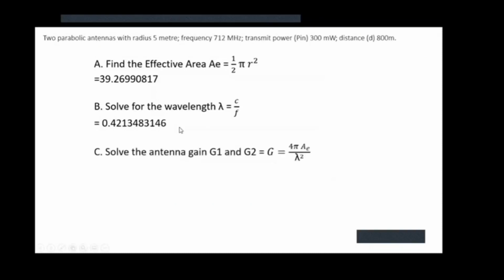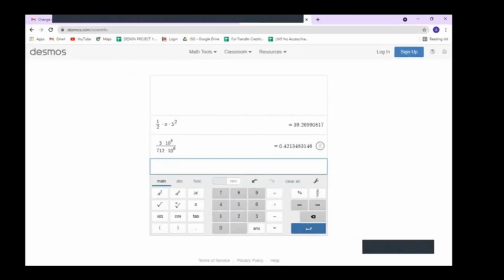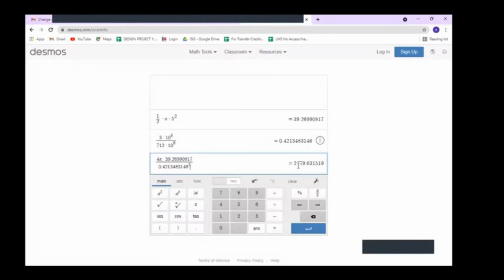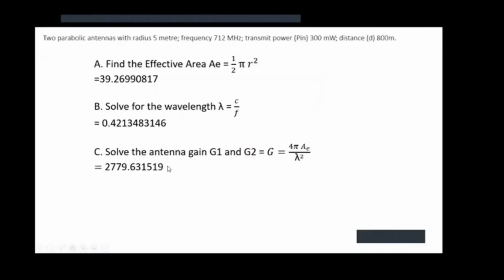Then for letter C, antenna gain 1 and gain 2. Our two antennas are both parabolic with 5 meters in radius. So we just use 4 pi times the effective area, AE, which is 39 point something, all over lambda squared. Our lambda is this one, and we just copy it and put a square. Therefore, our gain 1 and gain 2 is 2779.63.